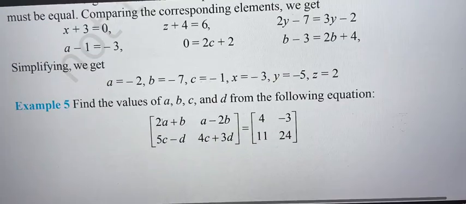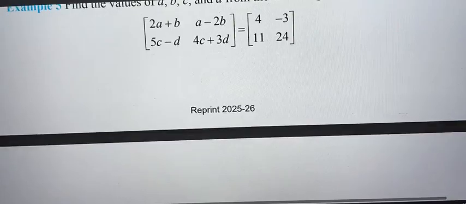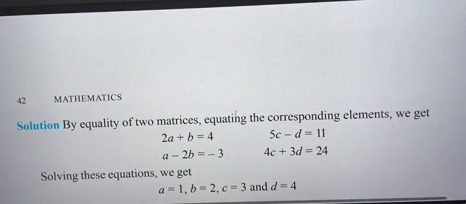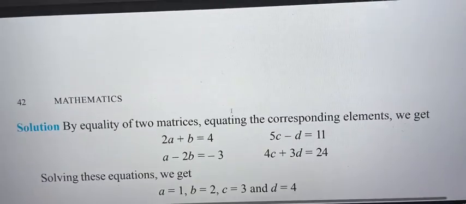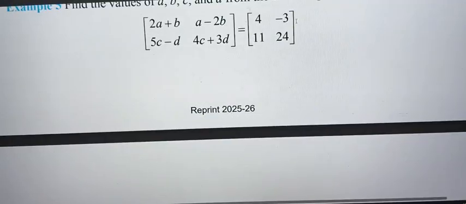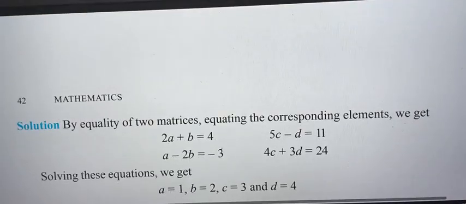Here also one more question is there. 2A plus B, already they gave the equal to sign, and 2 rows 2 columns, 2 rows 2 columns are there, so not an issue. You can see the corresponding equations. 2A plus B is 4, then A minus 2B will be minus 3, 5C minus D will be 11, 4C plus 3D will be 24.